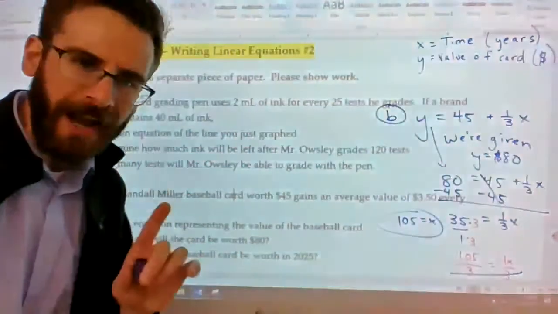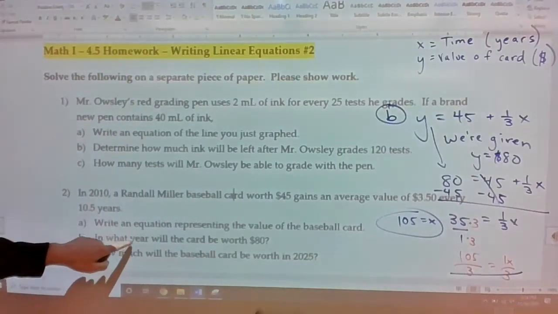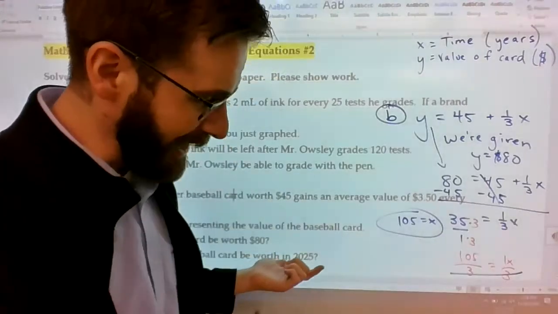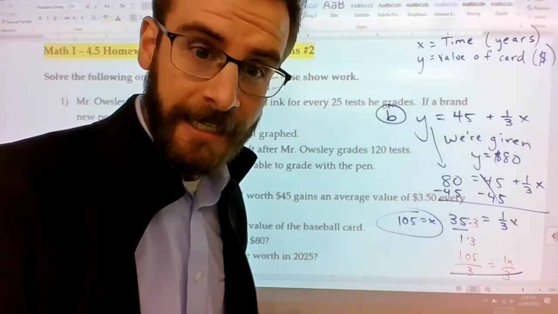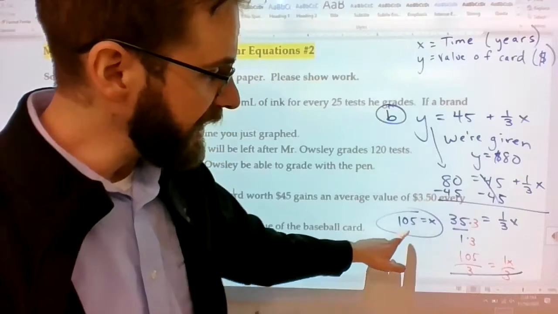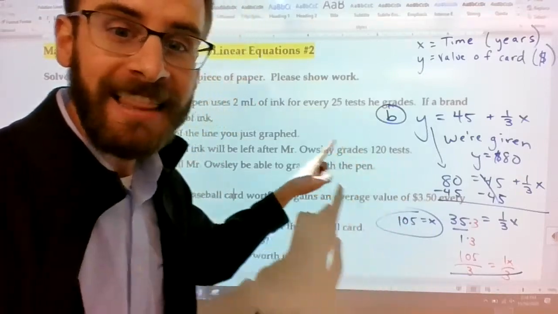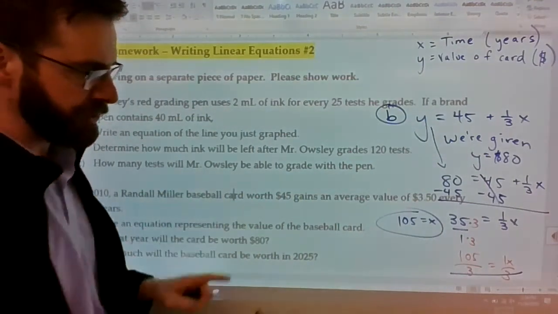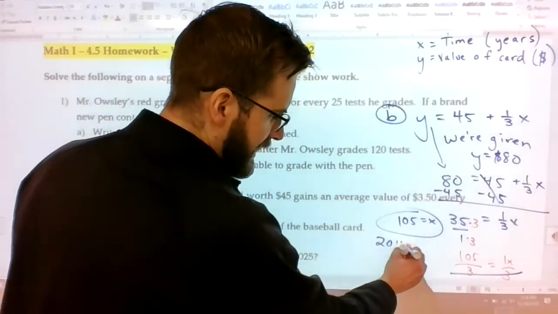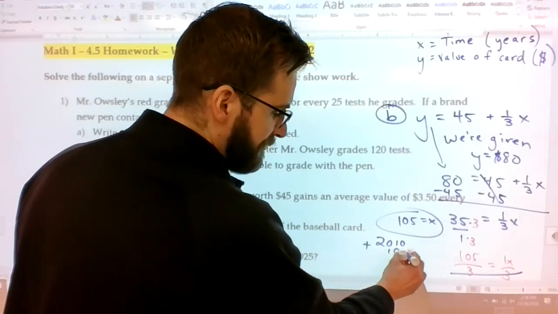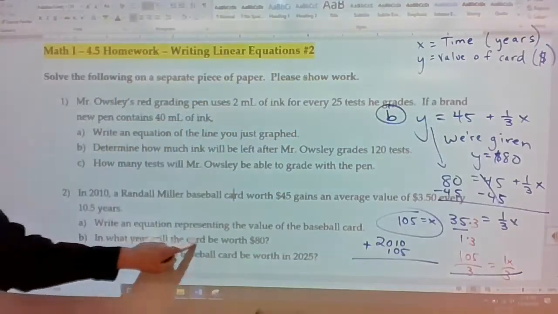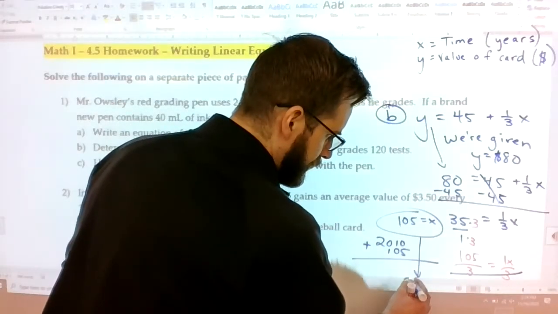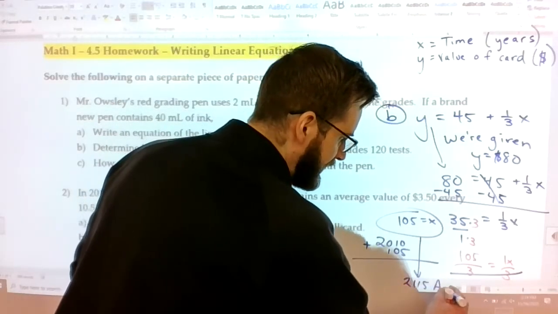Now, this doesn't quite answer our question. In what year will the card be worth $80? I don't think it's the year 105 AD or 105 BC. What it's saying is 105 years later than the original date that we're talking about. So what you're going to do is say the year 2010 plus 105 years, that's going to be the year the card will be worth $80. So the year 2115 AD.